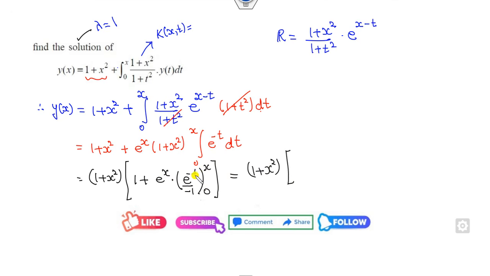If you substitute the lower limit, it will be my 1. So that is a 1, a minus 1. If you substitute 0, it is my 1 into e raised to power x. So 1 and 1 will be cancelled out. So the right answer is e raised to power x, 1 plus x square will be the right answer.